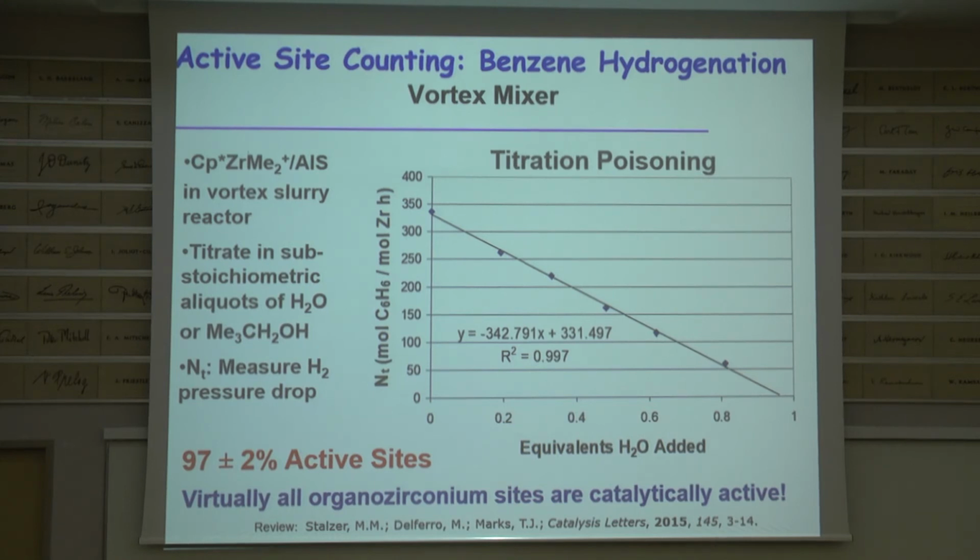This is benzene hydrogenation. It's done in a slurry, with extremely rapid stirring, and we titrate in little bits of either water soluble in benzene, or neopentanol, or we've used sterically hindered phenols, and what you see is a response like that. What it says is that each time you drop in some of the poison, you've knocked out a certain population of the catalytic centers, and that the slope is linear suggests they're all responding approximately the same, and the intercept is near 97%. So virtually all the organozirconium sites are catalytically active.